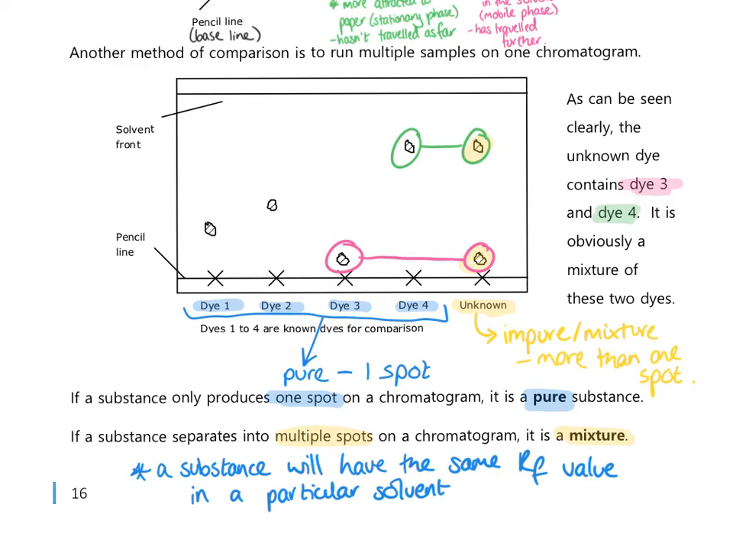So what I would recommend you doing, particularly to understand that idea of RF values and comparing it to known values to identify substances, is to pause this video now and go and watch the Free Science Lessons video on chromatography as well, because that really goes through the method of chromatography, but then also how you calculate RF values and how you compare that to known values to identify substances. Page 17 you can just ignore.